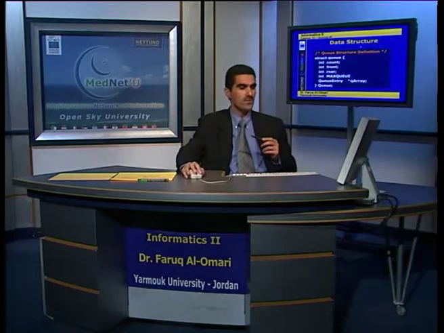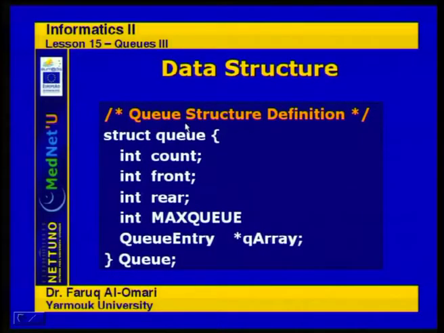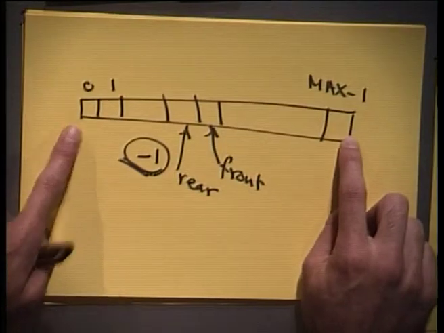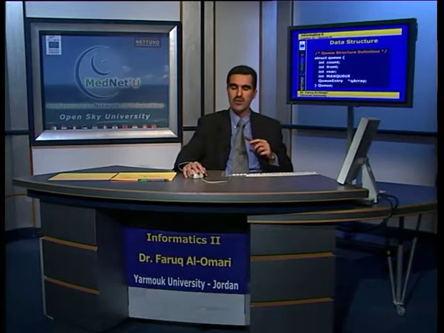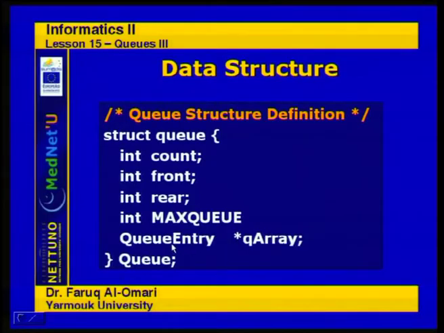Based on this, we're going to redefine the structure for the queue. So struct queue: integer count, and this is the addition we have in here. And we have the traditional front and rear indices, of course, of type integer. And then the max queue, which gives me the maximum number of entries I could have. And this refers to the fixed structure that I have for the queue, and then of type queue entry.